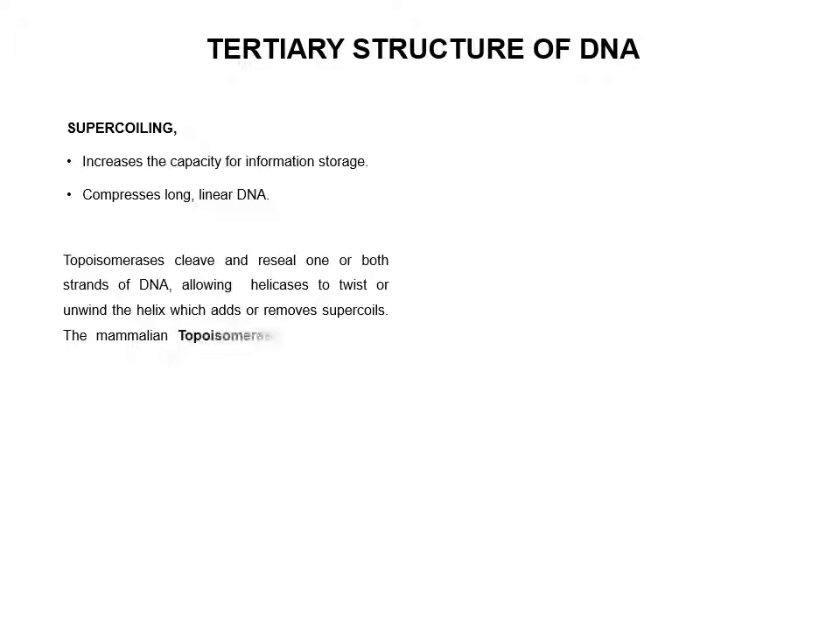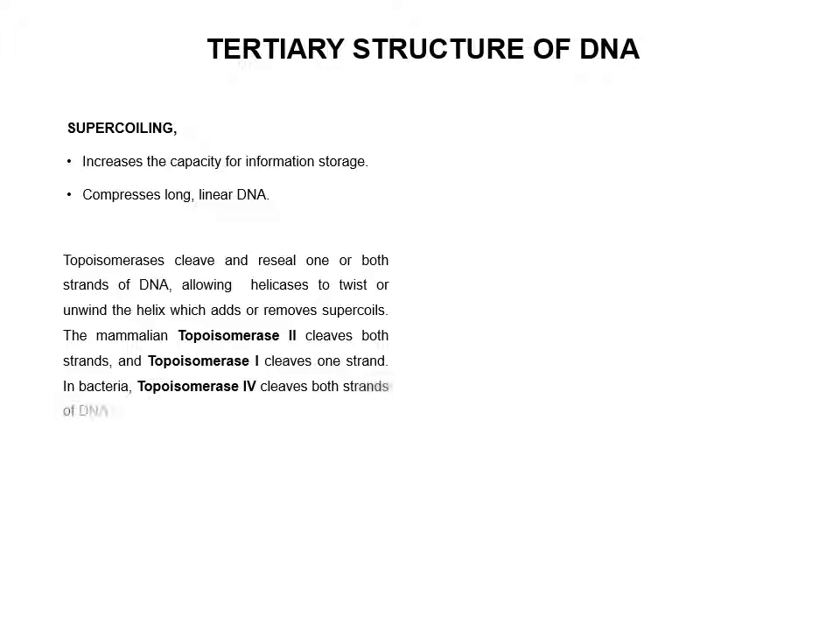In mammals, topoisomerase II cuts both DNA strands, and topoisomerase I cuts only one strand. The bacterial ortholog is called topoisomerase IV and cuts both strands like topoisomerase II in mammals. The degree of chromosomal supercoiling can be determined by looking at the relationship between the linking number, twist, and writhe.